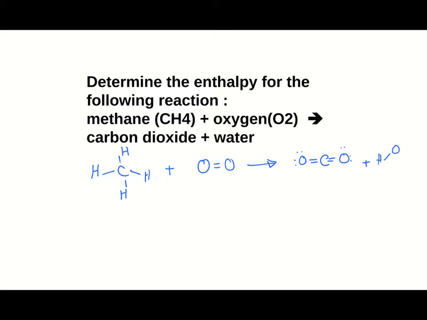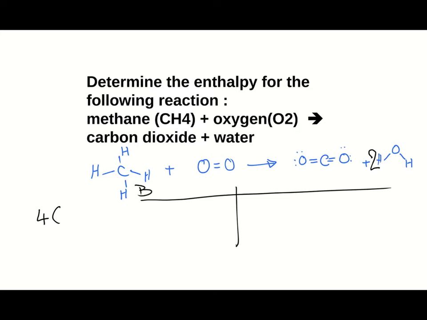H2O. The equation needs to be balanced in order to proceed. CH4, so I have 4 hydrogen, and on the other side I have only 2. So we'll put here 2. Oxygen, 2 O, and we have 2 O and 1 carbon. So now the equation is fully balanced. You need just to write the bonds broken and the bonds formed.